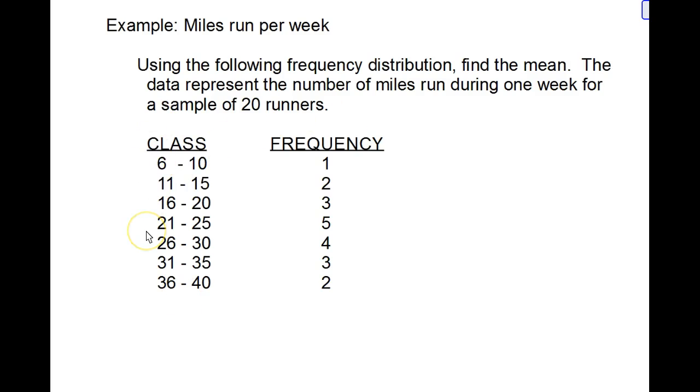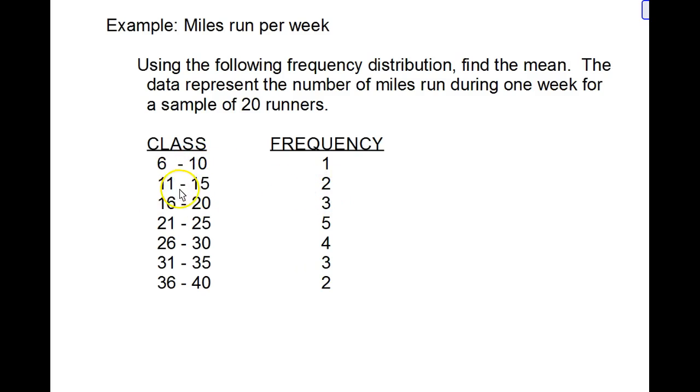So we have these classes set up, and if we look at these classes, notice that the class width is 5, because that is the difference between the lower limits. So 11 minus 6 is 5, 16 minus 11 is 5. You can also see that on the upper limits, their difference is 5 as well. So the class width is 5. We're also given the frequency. So there's one number in this 6 to 10 class. It could be a 6, it could be a 10, could be a 7, 8, or 9. We don't know. We're just told that there's one number between here.